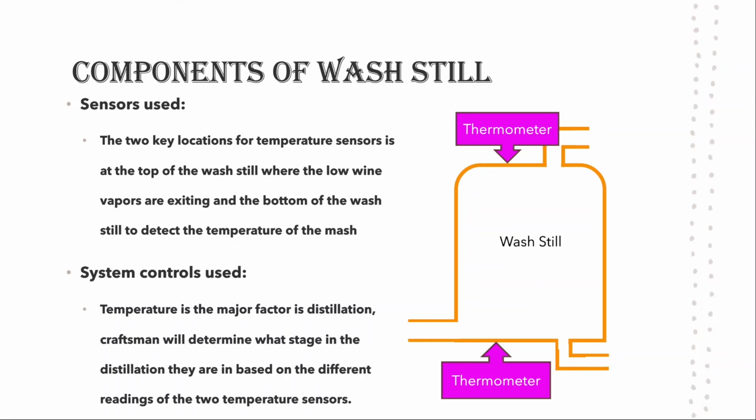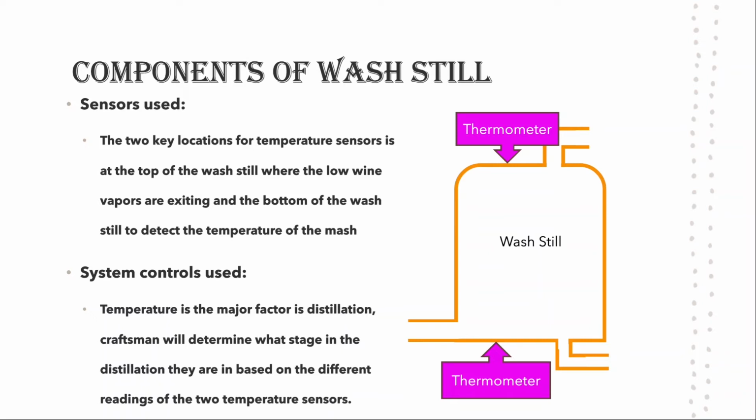We will also be looking at the specific sensors and system control used for the stills. Many stills come pre-equipped with two thermometers, the first being equipped at the base to read the temperature of the boiling mash. The second is set at the top, reading the heat of the low wine vapors, traveling up and out of the still into the spirit still.